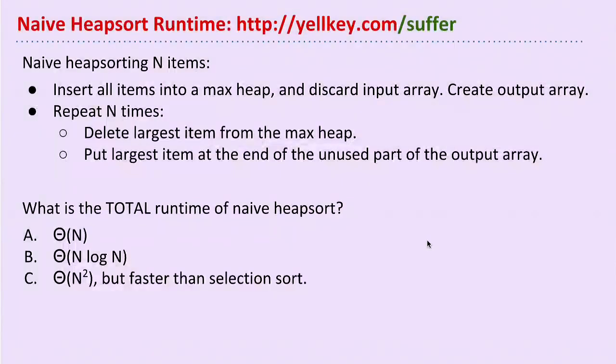What I'd like you to do is figure out what's the total runtime of this version of heap sort, everything I just did.